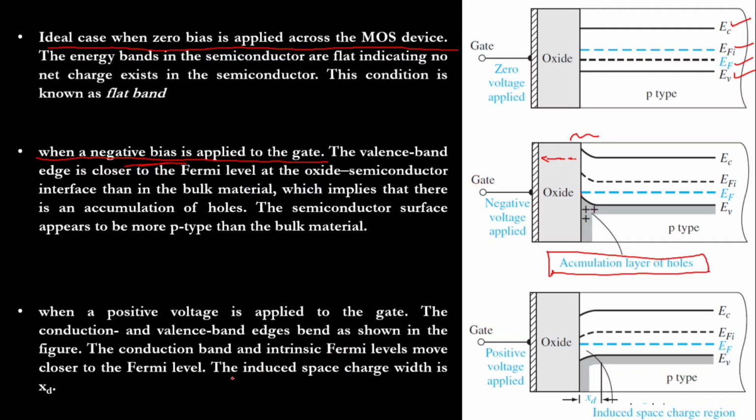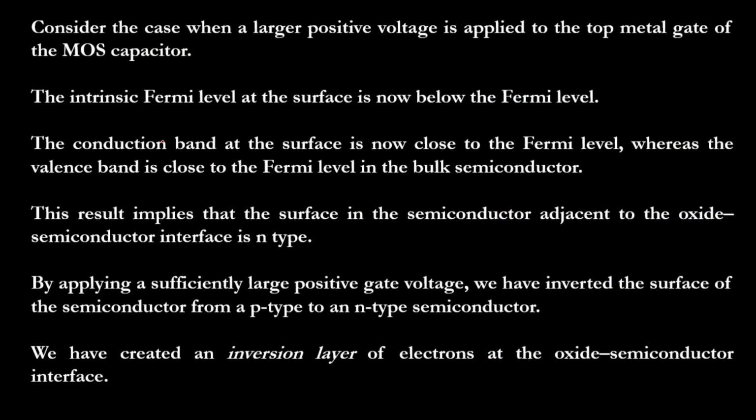The induced space charge region has width xd. So this is the depletion process. Here a space charge region will be created because of the positive applied voltage. And now what will happen? We are increasing the positive voltage again at the gate region.